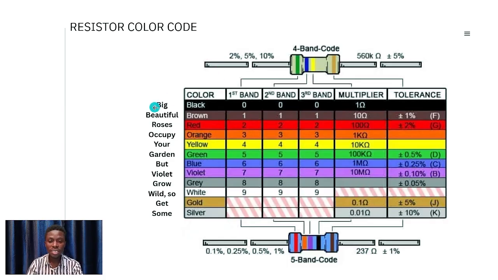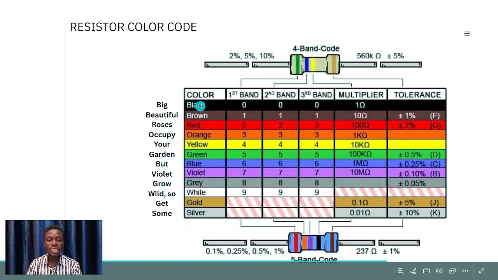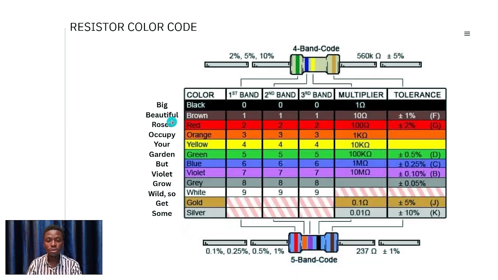Just say: Big, beautiful roses occupy your garden, but violets grow wide, so get some. Big stands for black, beautiful stands for brown, roses stands for red, occupy stands for orange, yours stands for yellow, garden stands for green, but stands for blue, violet stands for violet, grow stands for grey, wide stands for white, get stands for gold, some stands for silver.